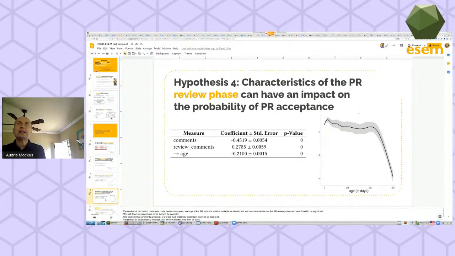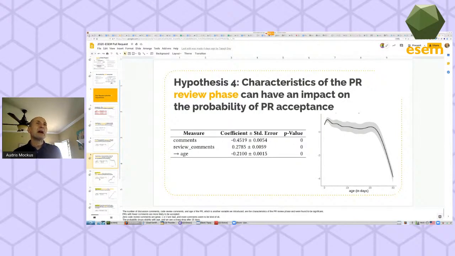Now, hypothesis four, characteristics of the PR review phase can have impact on the probability of acceptance. Basically, if people have comments, maybe it's a somewhat controversial PR. As we can see, having comments decreases the probability. Having review comments increases the chances of acceptance, so people at least pay attention. And as age increases, the chances of acceptance decrease. If you look at the chart, up to 20 days, the chances of acceptance don't change much, but they drop off pretty strongly once you reach the age of 30 days. So basically, anything older than 30 days, forget about it. You probably want to submit a new PR or do something else.